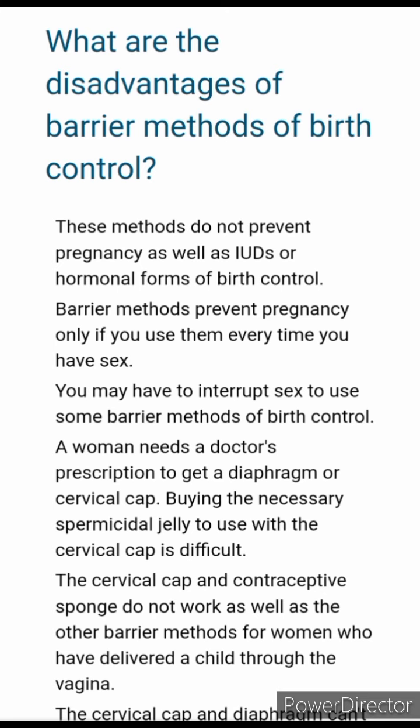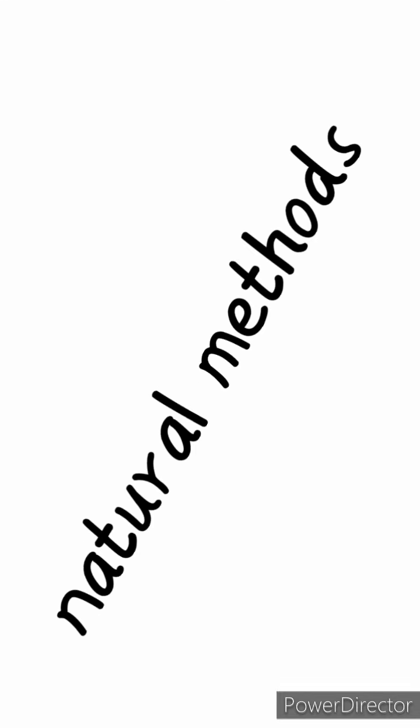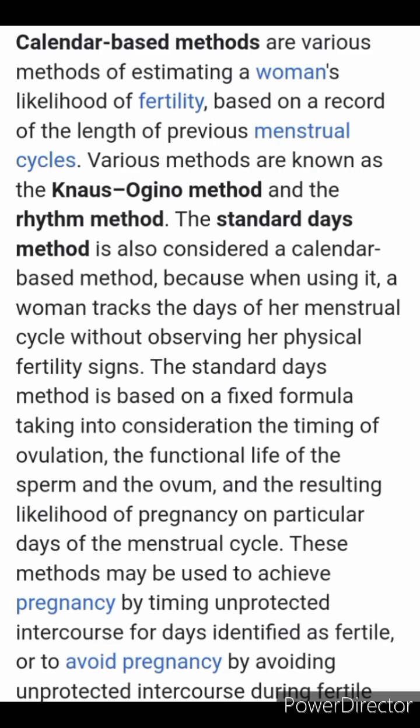So next is the use of natural methods. First, what are natural methods? They are birth control that does not involve medication or devices to prevent pregnancy, but rather relies on behavioral practices and making observations about the woman's body and menstrual cycle. One example is the calendar-based method, which estimates a woman's likelihood of fertility based on a record of the length of previous menstrual cycles. That is one example of a natural method.